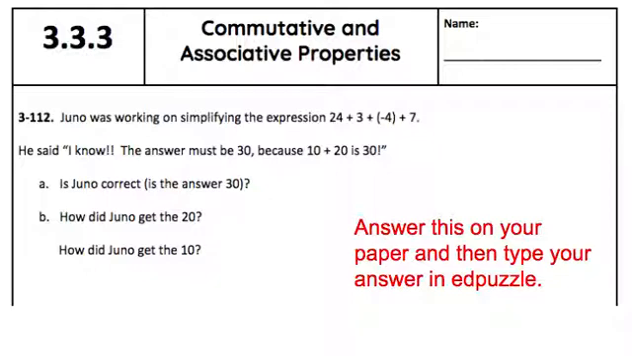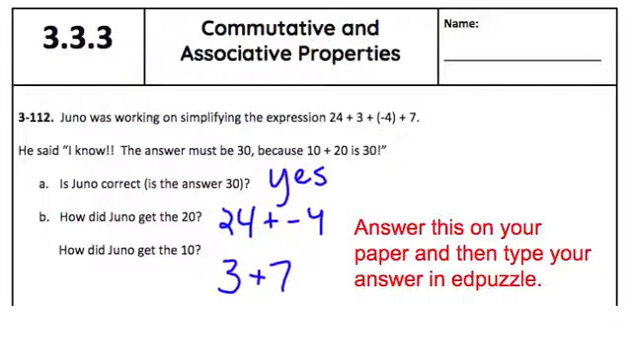So here's how you should have answered this. Is Juno correct? Yes, the answer is 30. But how did he get 20 and how did he get 10? Well, what he did is he moved the numbers around. To get 20, he did 24 plus negative 4, and that gives you 20. And then to get the 10, he moved the numbers around to get 3 plus 7, which is 10. Because it's easier to add 20 plus 10 and get the answer.